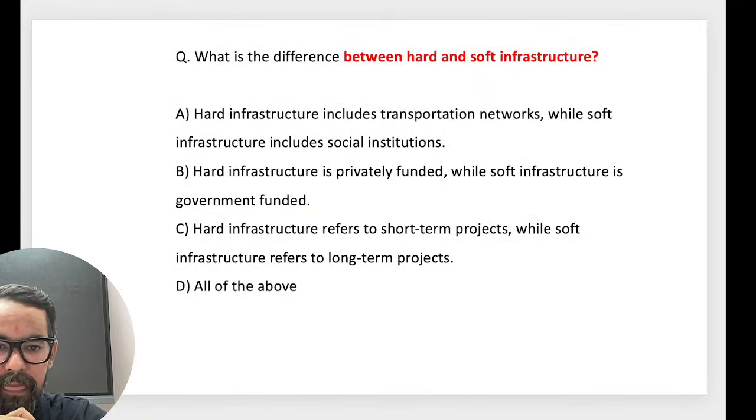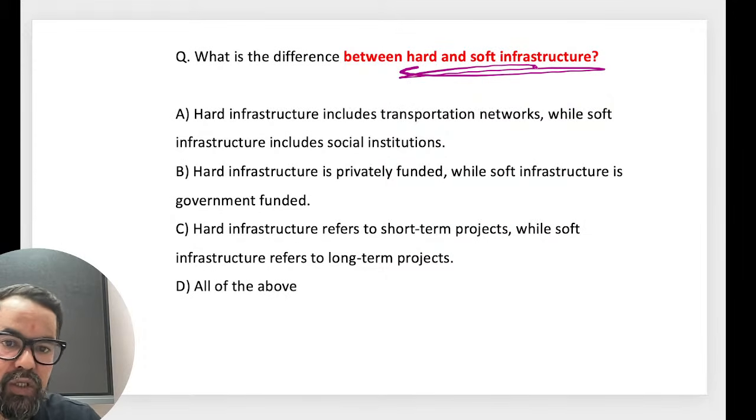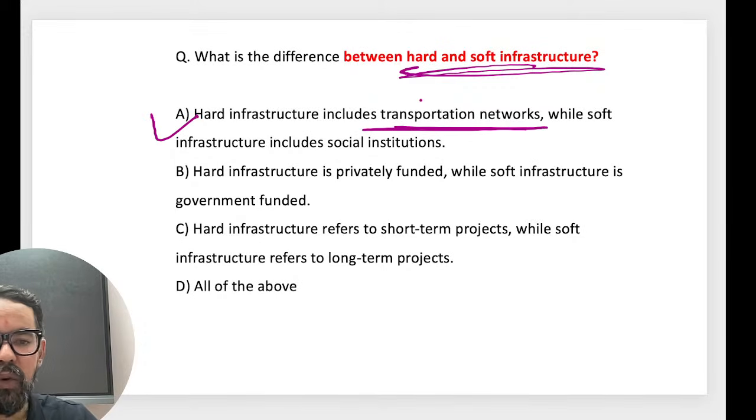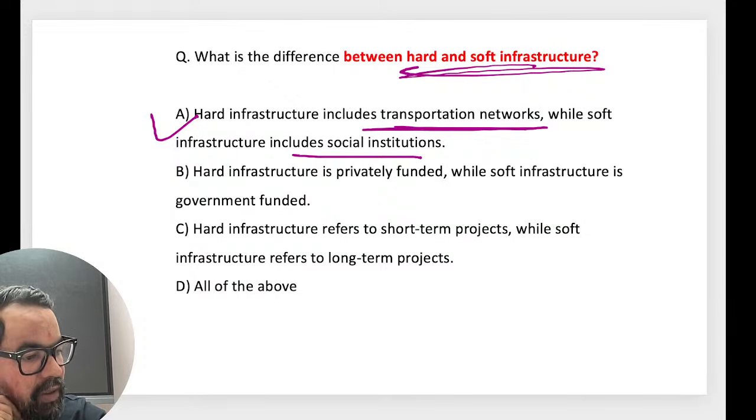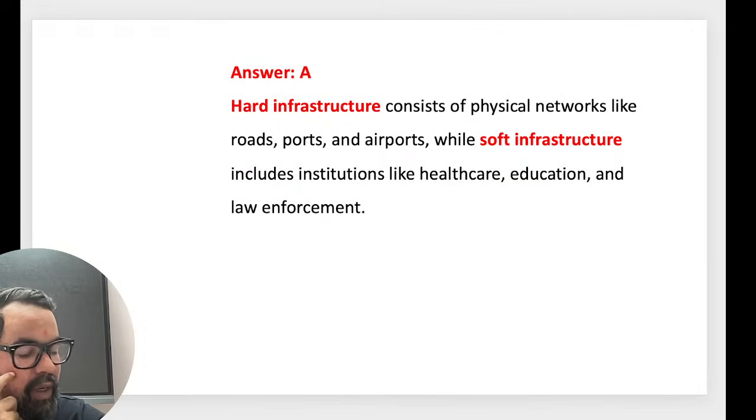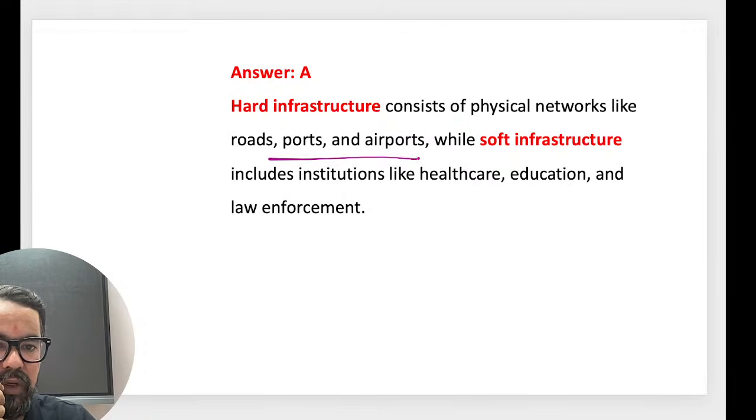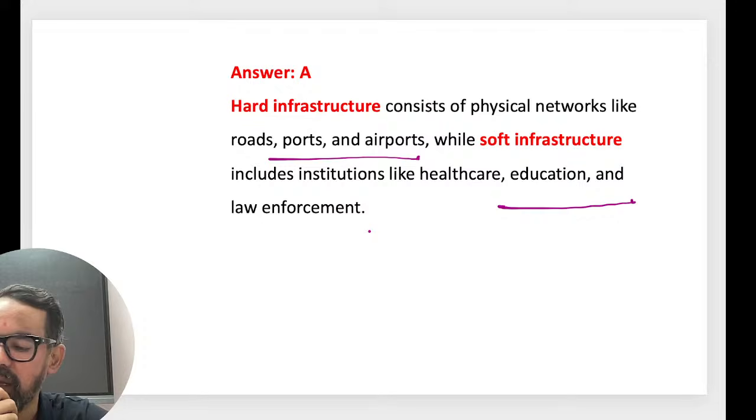So the first question, yes, this was the question based on PYQ, hard and soft infrastructure. A only will be the right answer, right? Transportation like road, highways and all. Soft is basically social institutions and all. ठीक है, so A only should be the right answer. Correct है या B? नहीं, A only should be the right answer. What, hard infrastructure private? No, A only will be the right answer for this one. ठीक है, hard infrastructure, airport this, soft infrastructure this. A only is the right answer for this one.